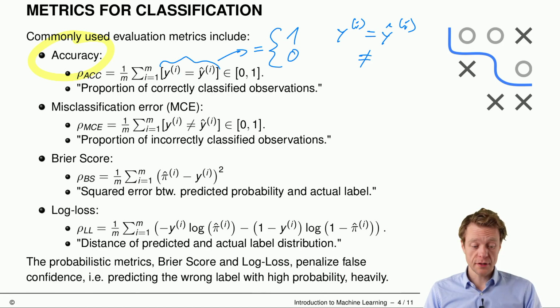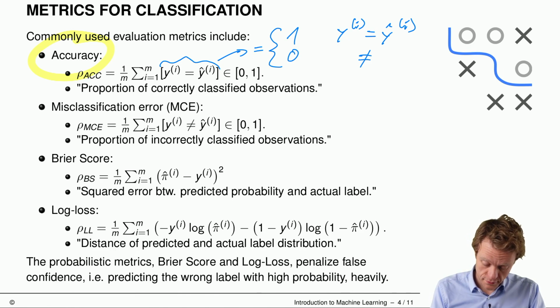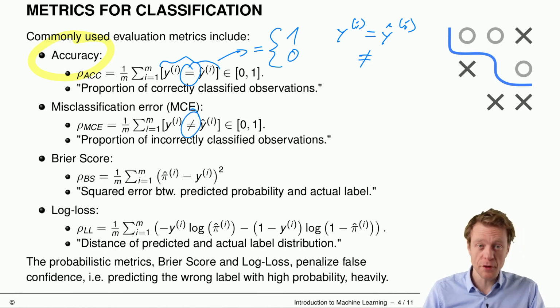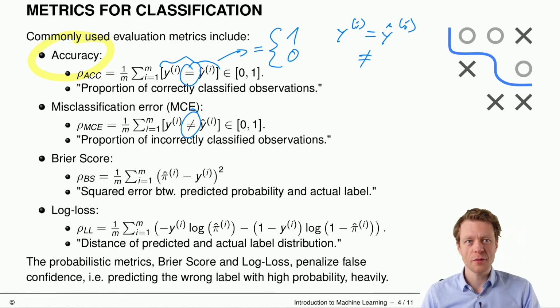The exact opposite of this is the misclassification error, which just switches the equal sign for the not equal sign. So guess what? Misclassification error is 1 minus accuracy. It's the proportion of incorrectly classified observations, but it's basically the same idea.